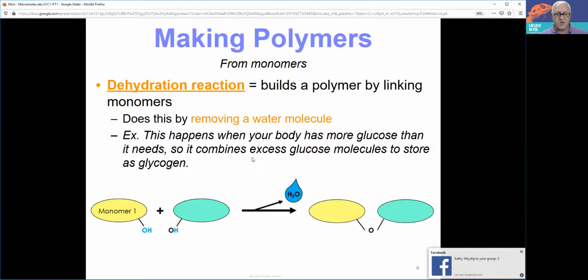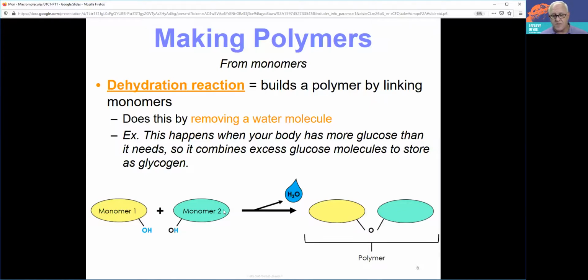So if we look on the lower left, I have my first monomer, my monomer number 1, my monomer number 2. These were being held together by a water molecule. And now that water molecule dehydrates out, goes away, and monomer 1 and monomer 2 combine and become a polymer.